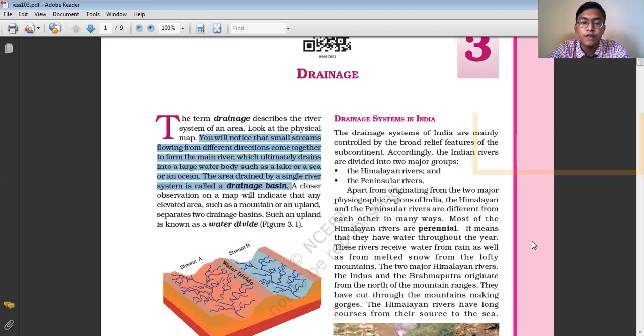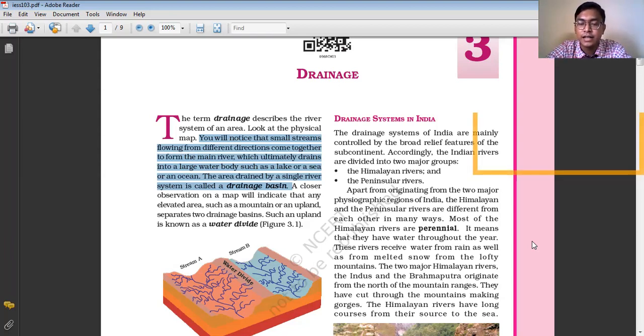In the case of our country, most of the rivers drain into the Bay of Bengal, and some of them drain into the Arabian Sea. A particular geographical area which is drained by a single river and its tributaries is known as the drainage basin. For example, the entire northern plains of our country is drained by the river Ganga and its tributaries. So the entire northern plains is a part of the Ganga drainage system, the Ganga drainage basin.